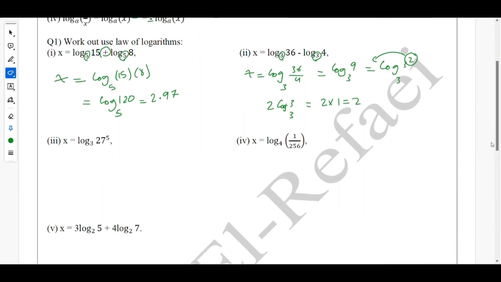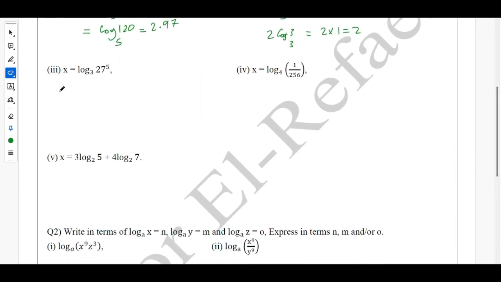The third one, log 27 to the power 5 base 3. x equals log 27, it's 3 cubed, all of it to the power 5 base 3, equals log 3 to the power 15 base 3. So 15 log 3 to the base 3 equals 15.